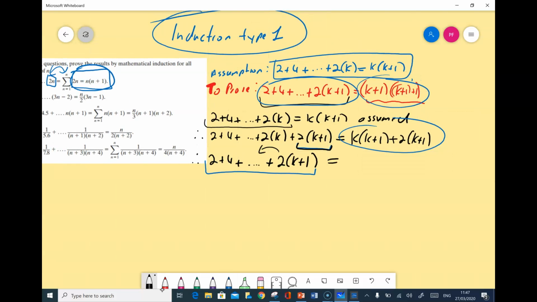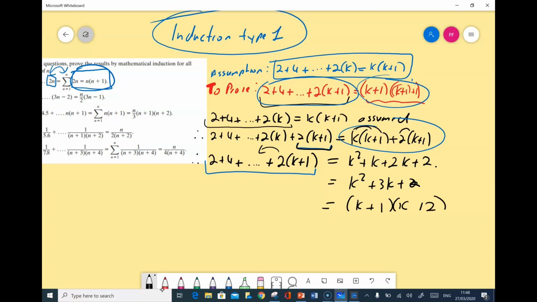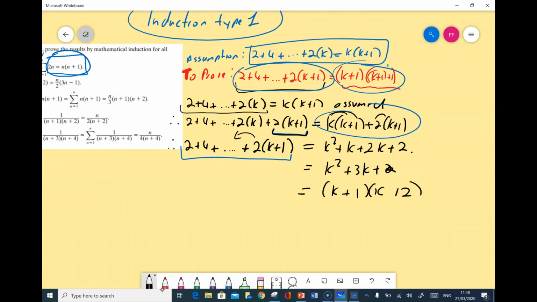In these ones, we're just going to work on multiplying out our brackets here. So k times k is k squared plus k plus 2k plus 2. So tidying that up, that's k squared plus 3k plus 2. And factorizing that out, that is going to be k plus 1 and k plus 2. And that's almost perfect, except I just need my k plus 2 to look like this, k plus 1 plus 1. So it's k plus 1 multiplied by k plus 1 plus 1.